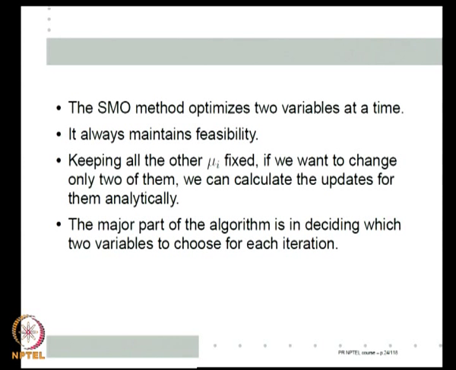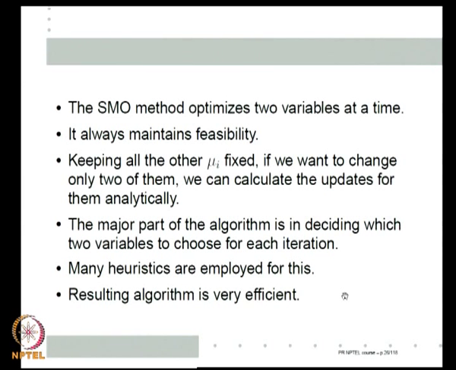Now, I have separate optimality conditions to be satisfied by them. So, I know which variables are not satisfying optimality right now. Out of them I can choose 2 based on some heuristics. There is a large set of heuristics in SMO which are employed to decide which 2 variables to choose, and the resulting algorithm is extremely efficient. It can solve tens of thousands of variable SVM problems very fast even on a simple computer. Okay. So, SMO is for a long time one of the fastest algorithms for solving SVM.